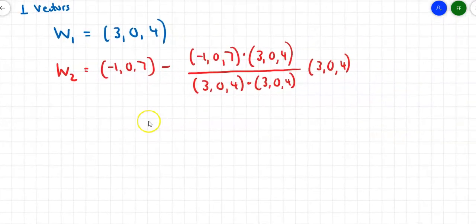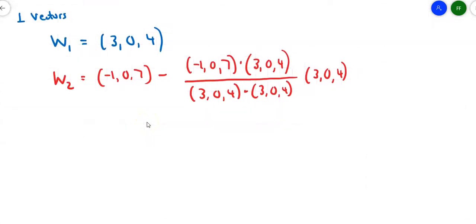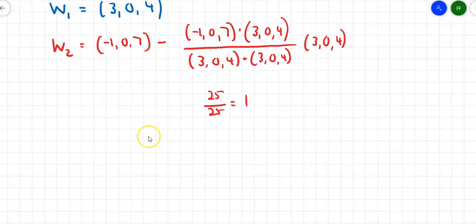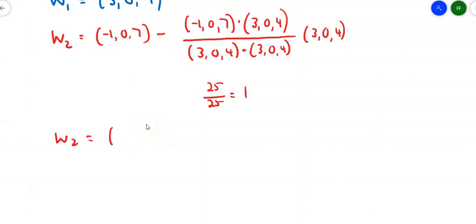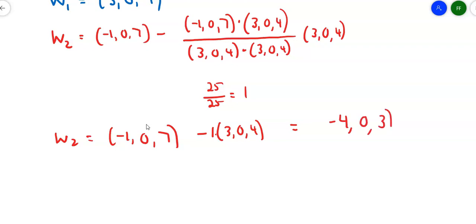All right, take a look at the dot product up on the top. Negative 1 times 3 plus 4 times 7. Well, 4 times 7 is 28, minus 3 is 25. Down the bottom, I get 9 plus 16. Oh, 9 plus 16 is also 25. 25 over 25 is 1. So really, W2 is just (-1, 0, 7) minus 1 times (3, 0, 4). So that gives me negative 1 minus 3 is negative 4, 0 minus 0 is 0, and 7 minus 4 is 3. So there is W2.